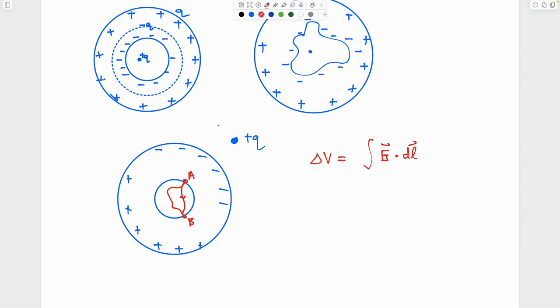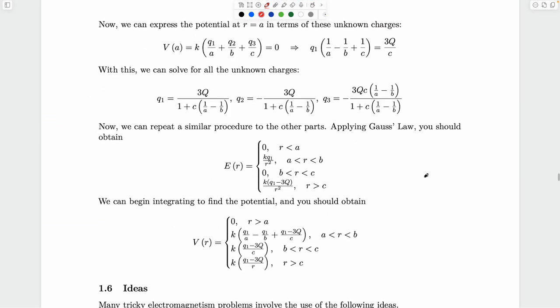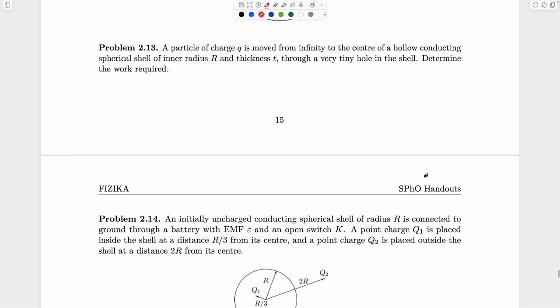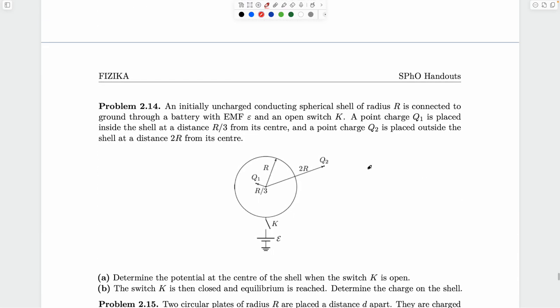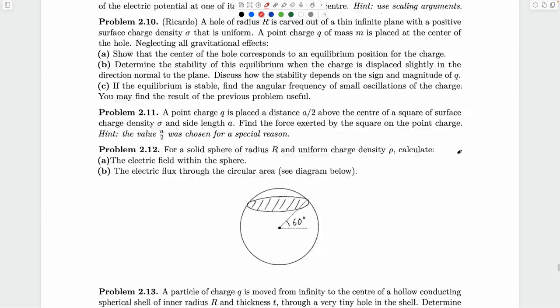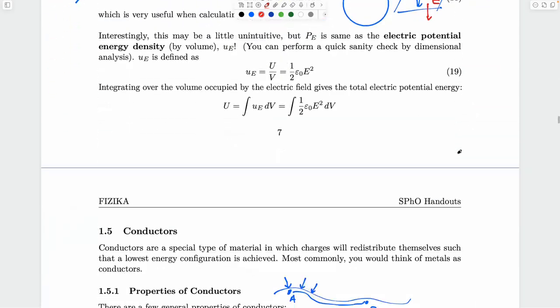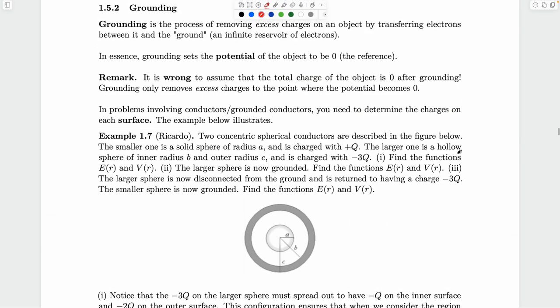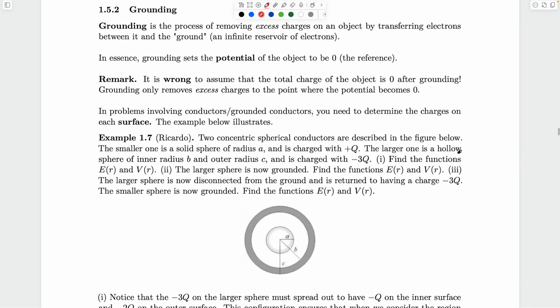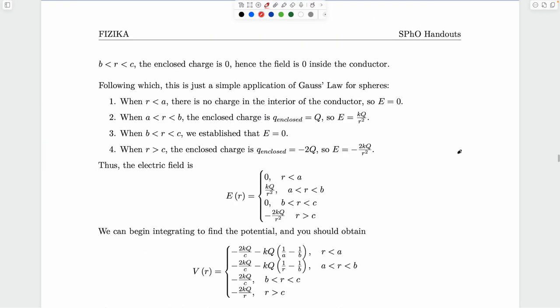Do you guys have any questions about this? Okay. 2.14 is a very good question applying properties of conductors. I'll go through it later because it puts into practice all these conditions that we just talked about. The example is quite straightforward, so I don't think I'll go through it.